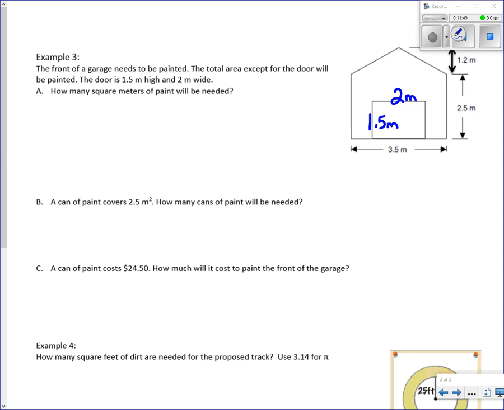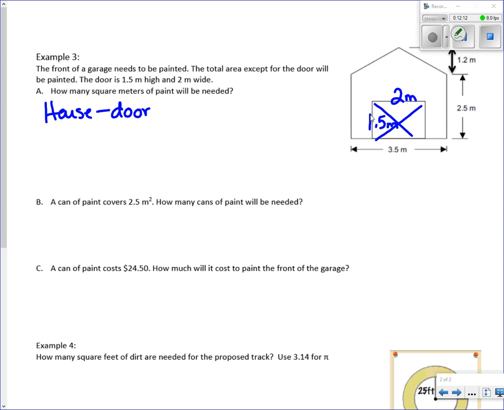Okay, so it says everything except the door will be painted. So I don't want this door. I want everything else that's around. So it wants to know how many square meters will be painted. So I know that I want the house, subtract the door.